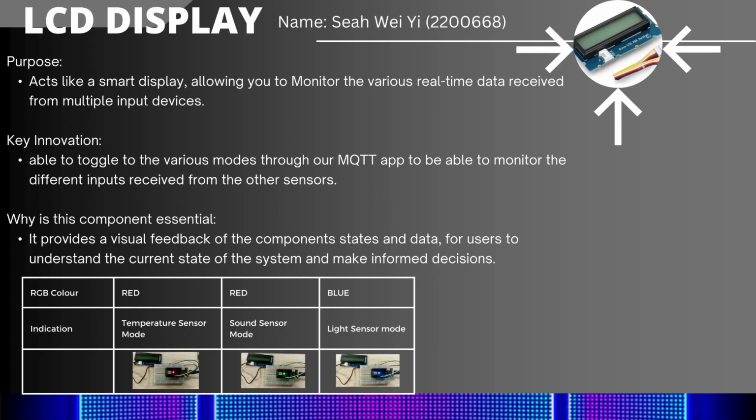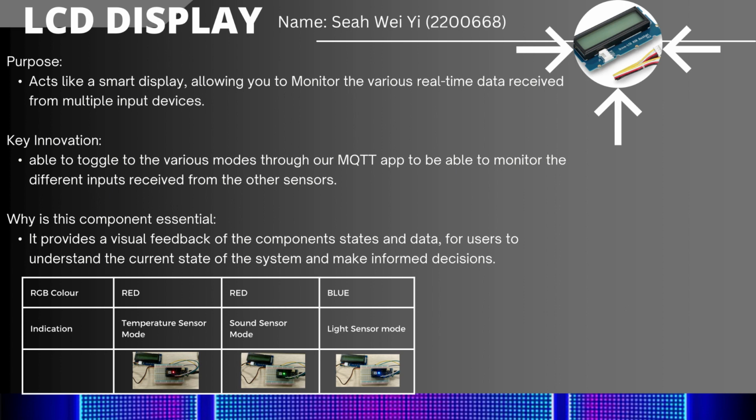The component I am using is the LCD RGB display. Its main purpose is to act like a smart display, allowing you to monitor the various real-time data received from multiple sensor inputs. The component can display 3 different real-time data from 3 different inputs and updates constantly with different colors representing the different modes.